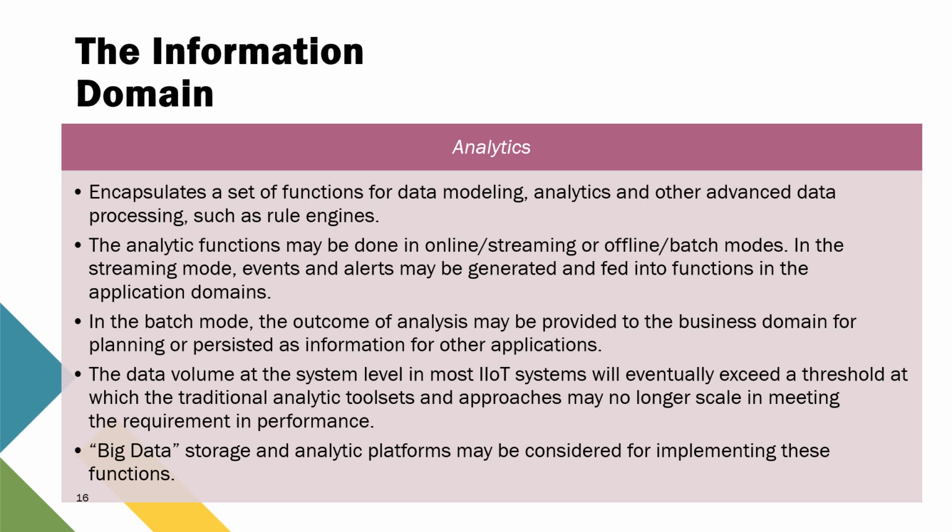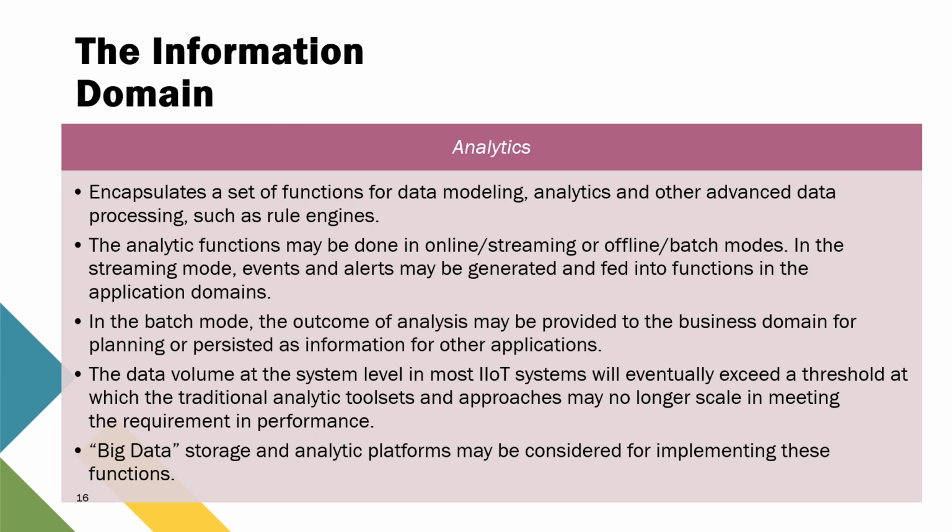The second part of the information domain is analytics. It has the function for data modeling, analytics, and other advanced data processing, such as rule engines. Once we already have all the data from the data part, this data is supposed to go into data modeling and analytics, and be analyzed automatically. The analytic function may be done in online streaming, meaning in real time, or offline, which is the batch mode, meaning that you collect all the information first and then you do the analysis in batches.